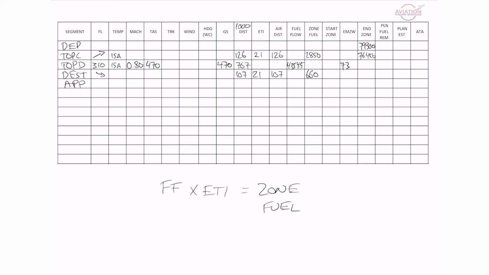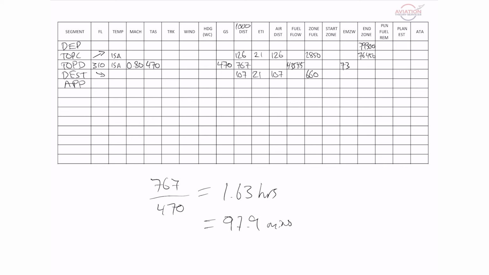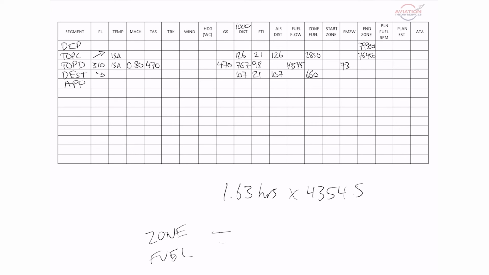So the ETI we'll calculate by getting the distance, 767, divided by ground speed 470. This gives us 1.63 hours, which is 97.9 minutes. So we'll call that 98 minutes. To get the zone fuel, we want to multiply the time by the fuel flow, or the fuel flow by the time. Gives us a zone fuel of 7,097.8 kilos. Write that in the zone fuel section.